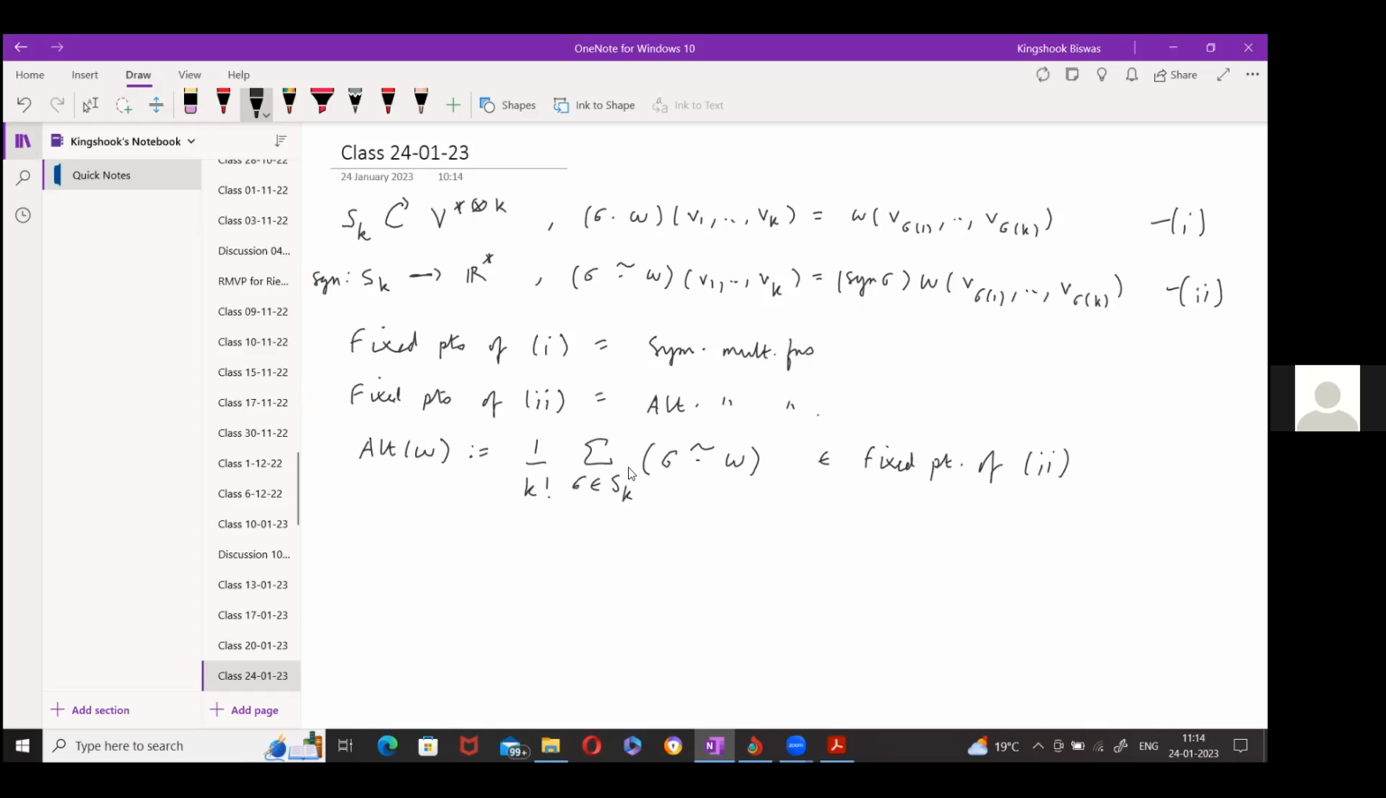Okay. Which is the space of alternating k-forms?